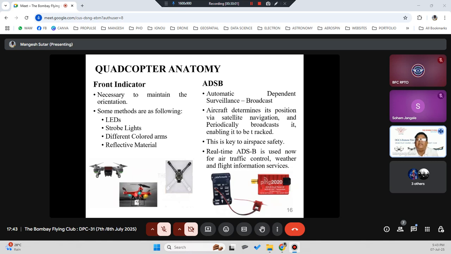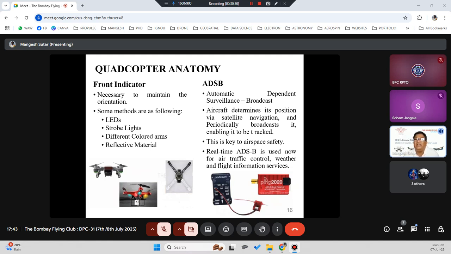Real-time ADSB is used for air traffic control, weather and flight information services. Normally ADSB is already there in all the commercial aircraft and civil airlines. So everybody has this. The same thing needs to be applied, but in an aircraft it's a very complex and big device, whereas in a drone we need a very small module. There is a lot of testing and development happening in this segment also.